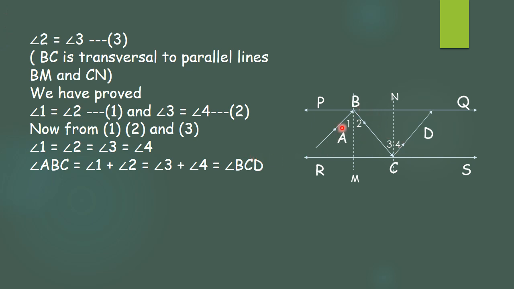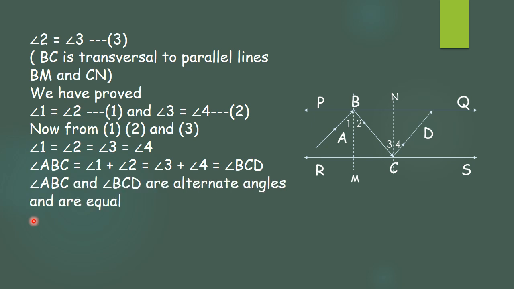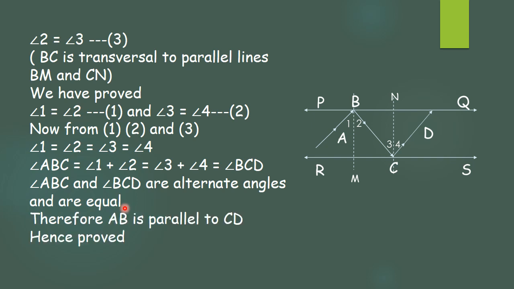ABC will be nothing but angle 1 plus 2. But angle 1 can be replaced by angle 3 and angle 2 can be replaced by 4. So that will be the same as angle 2 plus angle 3, and 2 plus 3 is nothing but the angle BCD. So we get angle ABC is equal to angle BCD. But they are alternate angles and are equal, and therefore the lines must be parallel. So we get AB is parallel to CD. That is all they have asked, and hence proved.